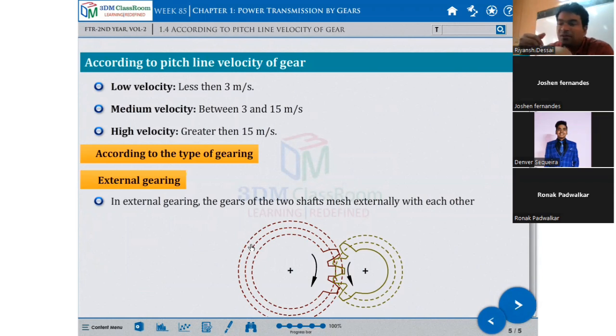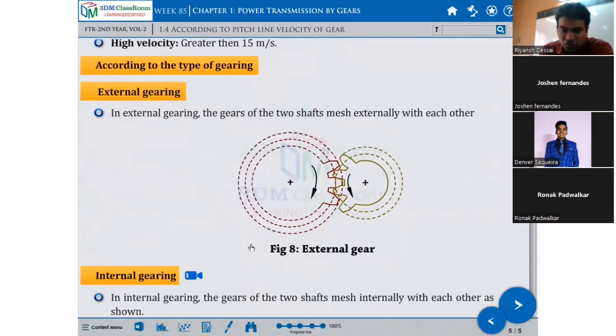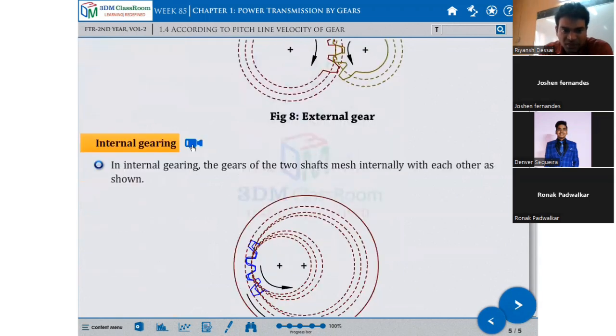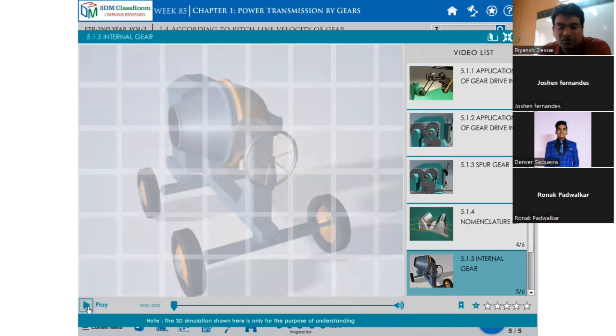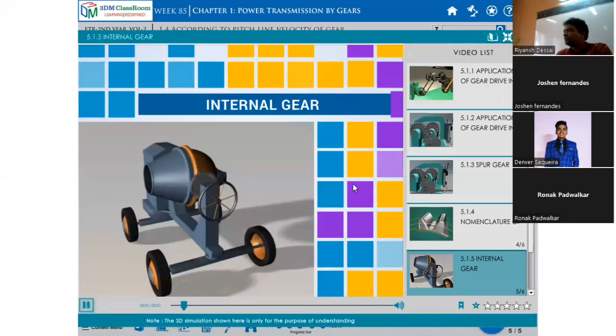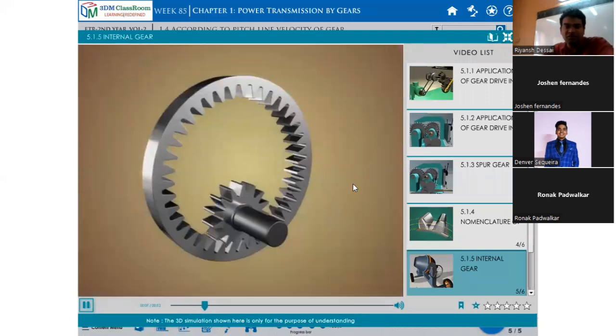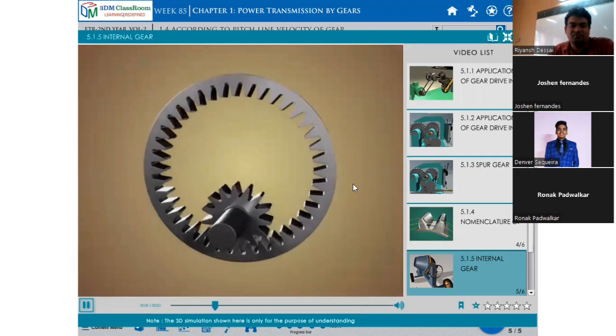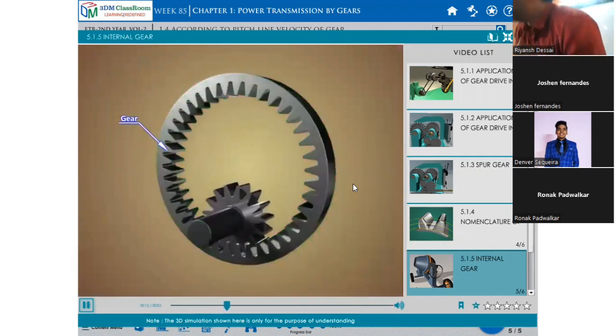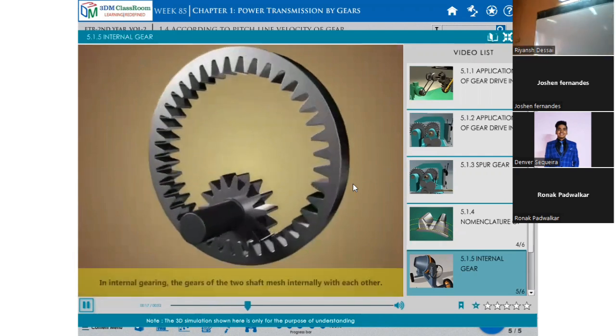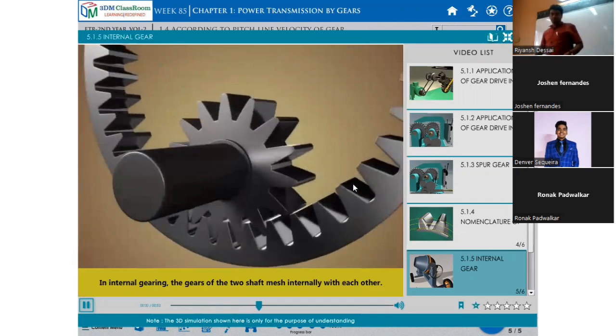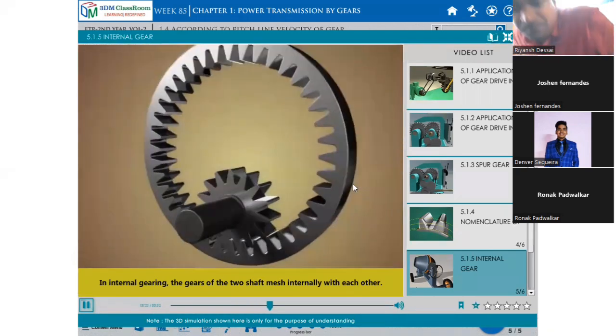According to the types of gearing, the external gear is shown here, and if it is an internal gear, you watch this video. See, now we are discussing all external gears. In this video, we will discuss the internal gear. Let us see, so these are the internal gears. In internal gearing, the gears of the two shafts mesh internally with each other.